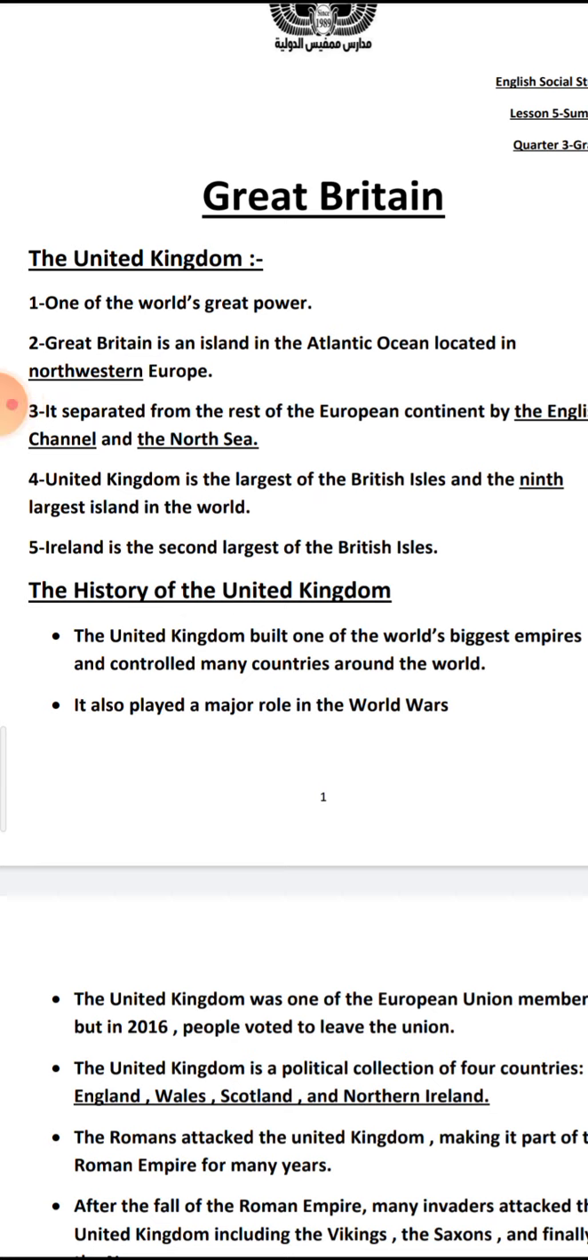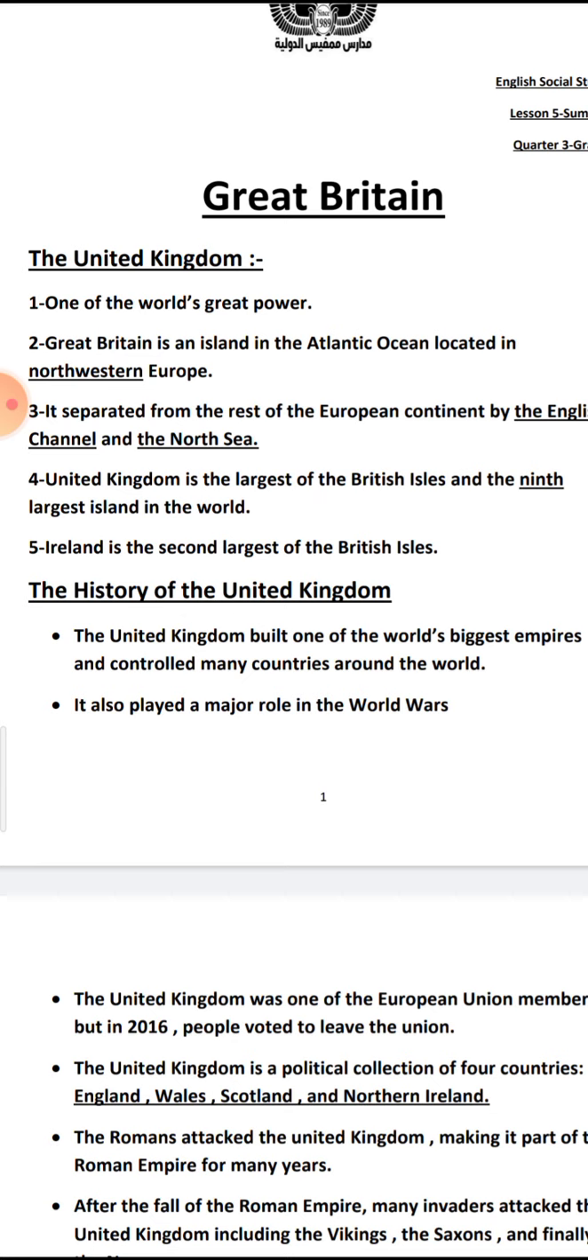Our lesson today: Great Britain. The first point in our lesson, the United Kingdom. What is the United Kingdom? The United Kingdom is one of the world's great powers.